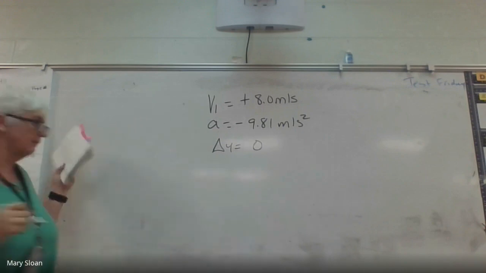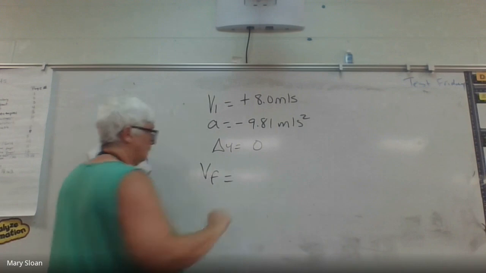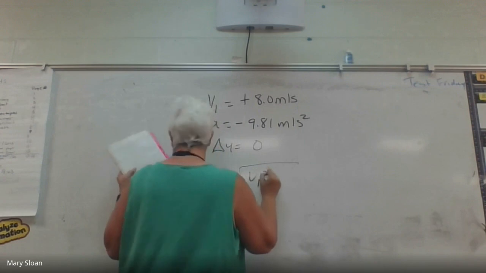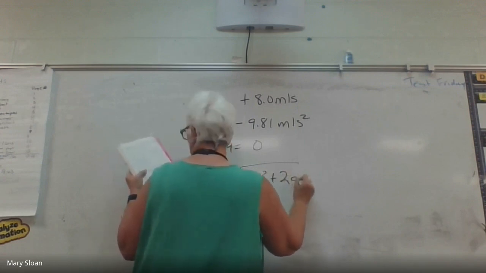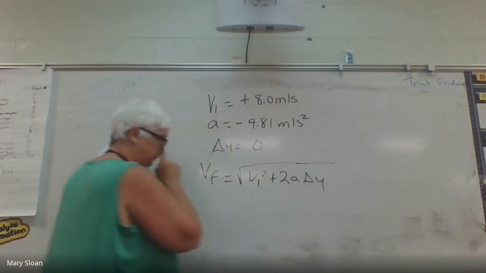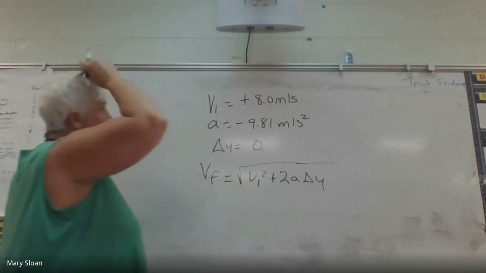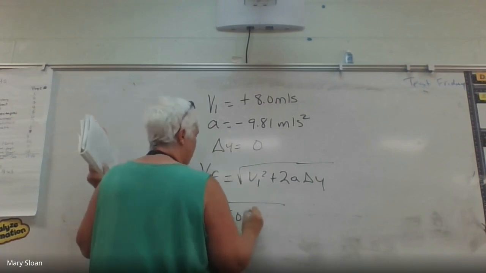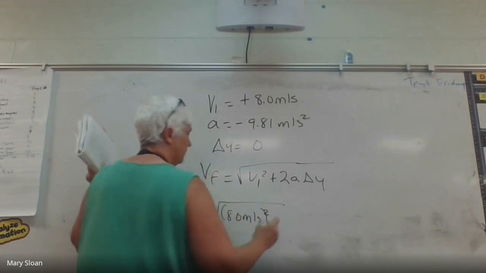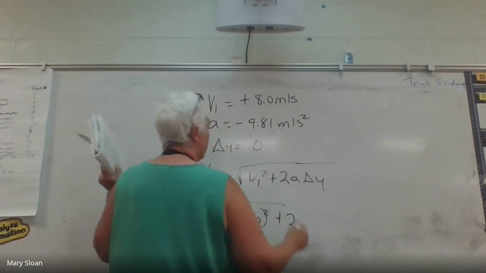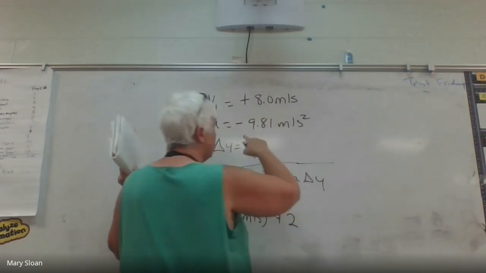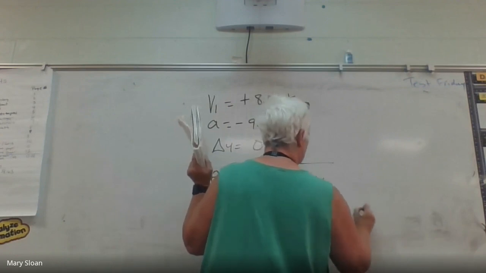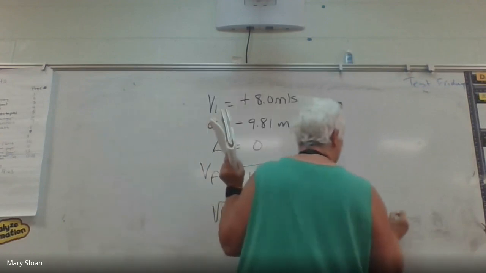I am looking for velocity final. I'm going to use the same equation I've used before: velocity initial squared plus 2 times acceleration and the change in y. So I'm going to do square root. I'm going to do 8.0 meters per second squared plus 2 times acceleration. And I'm not going to put the negative sign in, right, guys? Because I can't do it in my calculator. And the change in y, which is 0.